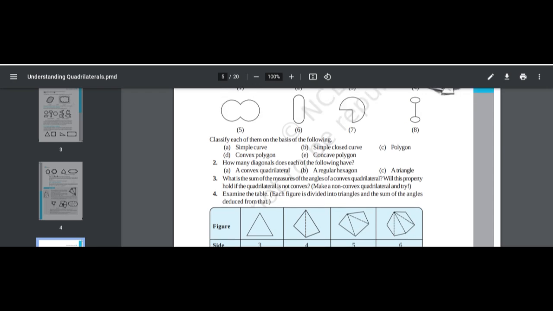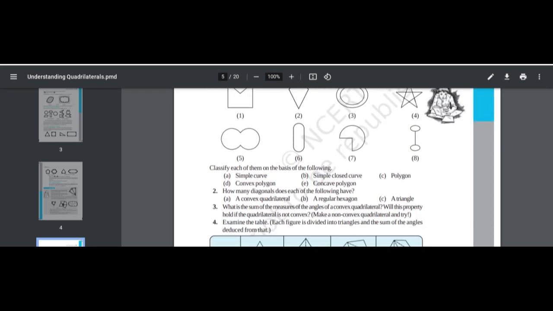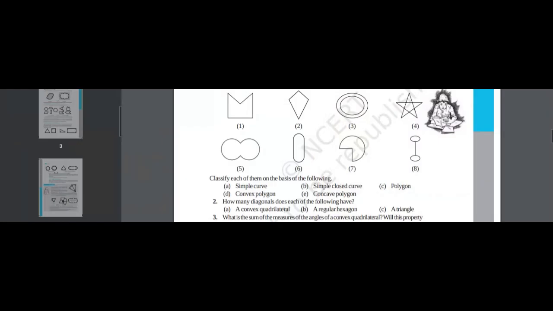Can we just write question number 2 of exercise 3.1, part 1? Remember, the pictures and everything are given in the textbook. You just have to find the picture of a convex quadrilateral. Draw the convex quadrilateral on your rough notebook, the regular hexagon, and the same thing for the triangle. When you're done, show it to me. You have to draw the diagonals of these three pictures.